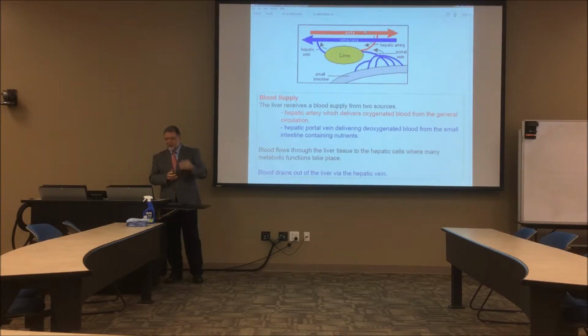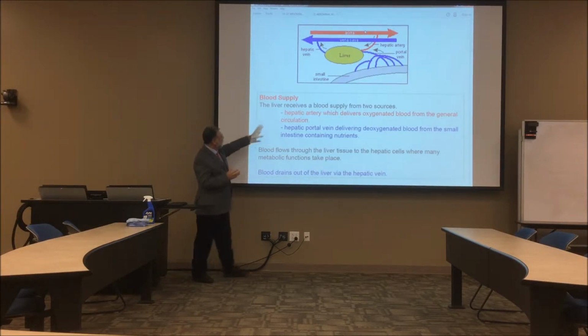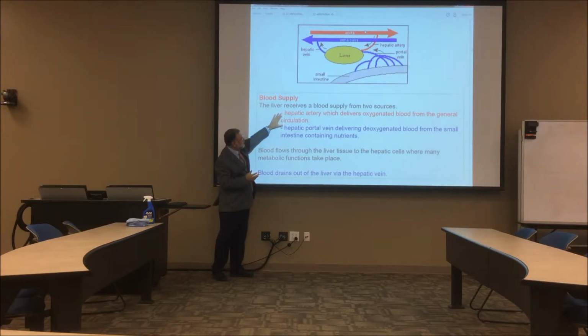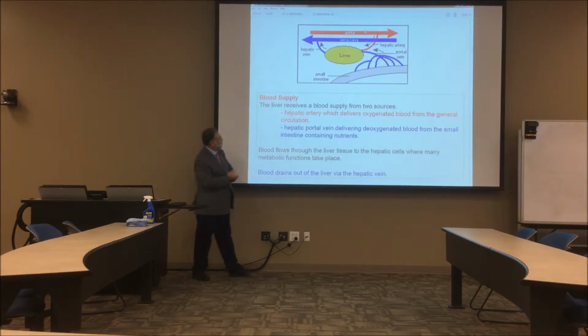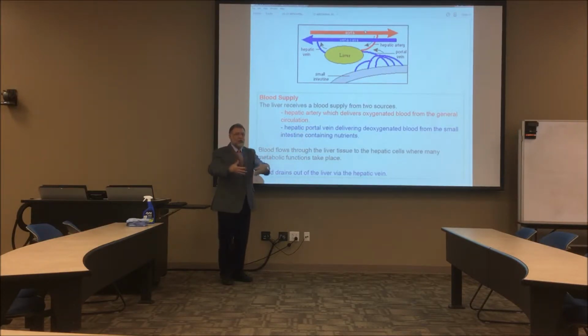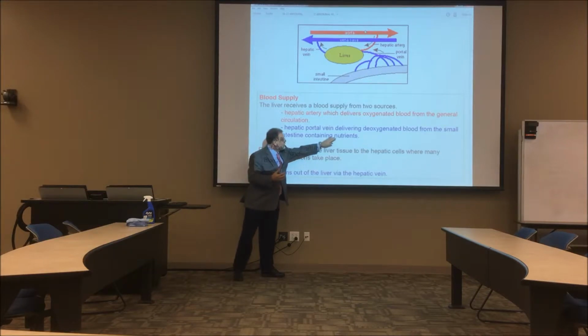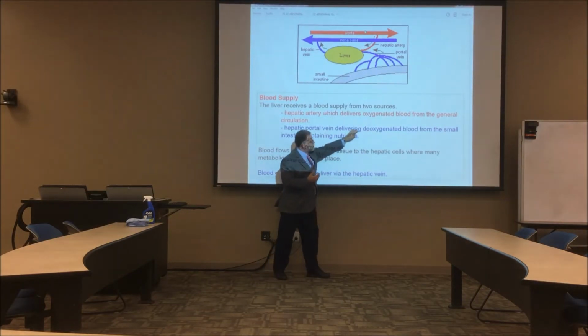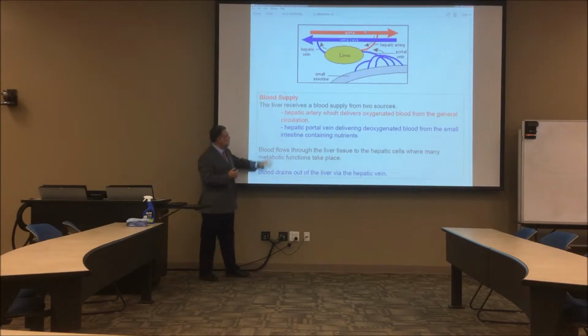So for the blood supply, understand that the liver receives from two sources. One is oxygenated blood for the whole circulation, delivered through the hepatic artery, and the hepatic portal vein delivers deoxygenated blood from the small intestine containing nutrients. This is good for the liver to do the metabolic process because of the nutrients, but it has to be understood that it's deoxygenated blood. The hepatic artery gives oxygenated blood.